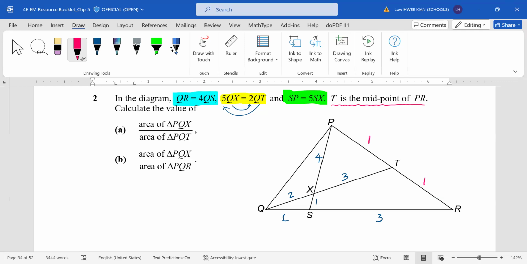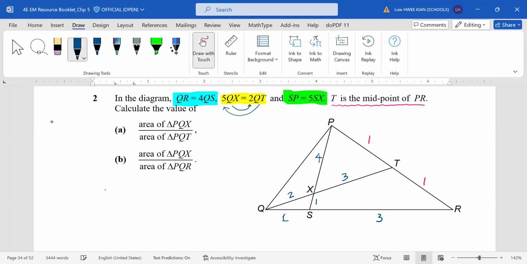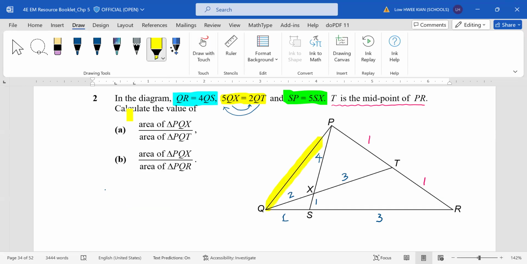All right, so once we understand the diagram, we are ready to find the area. Okay, so let's see what is the area that we have now. I want triangle PQX. So PQX, what we have here is this. Let's look at the triangle. I have triangle PQX, which is here.